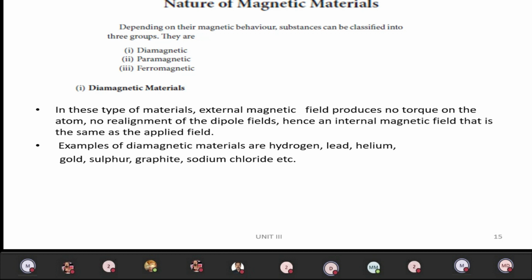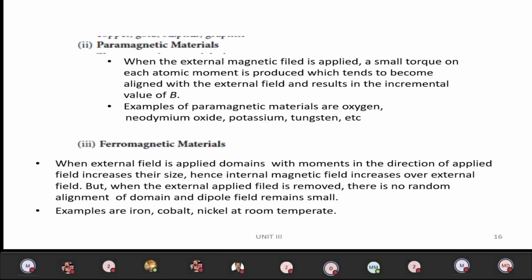Whereas when you go for paramagnetic materials, a small amount of torque will be produced on the atomic moment, and they will have a small incremental value of magnetic flux density. Examples of paramagnetic materials are potassium, neodymium oxide, and so on.